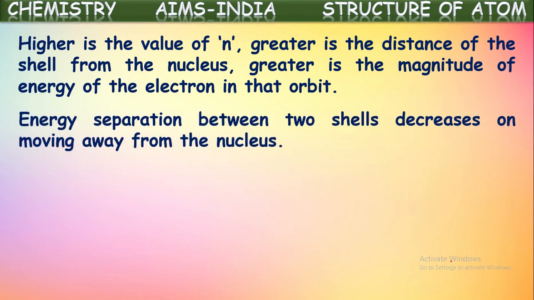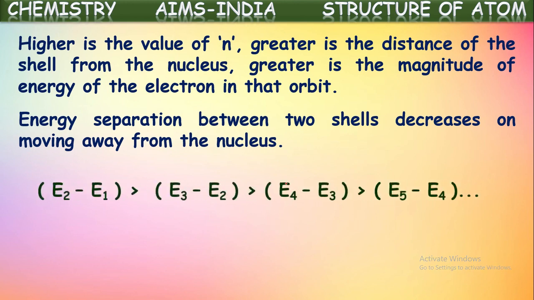Energy separation between two shells decreases on moving away from the nucleus. It is one more point to be considered. Don't be confused here. As the distance from the nucleus increases, the energy of an electron increases. At the same time, the energy difference between two adjacent orbits decreases as we move away from the nucleus. That means the energy difference between the first two orbits is greater than the next two, and it decreases as we move away from the nucleus. The energy difference decreases, but the energy of the orbits gradually increases.